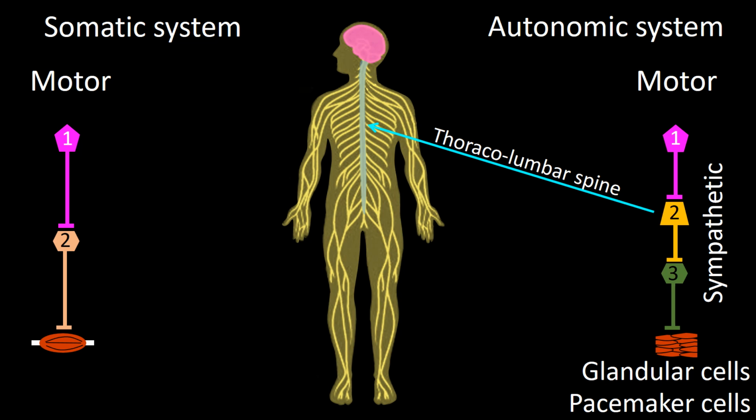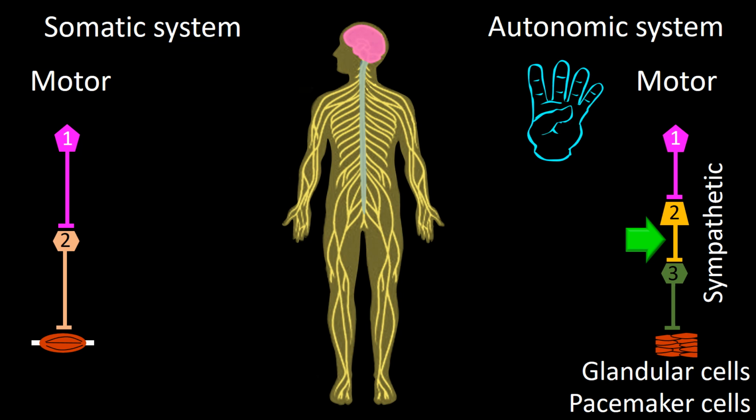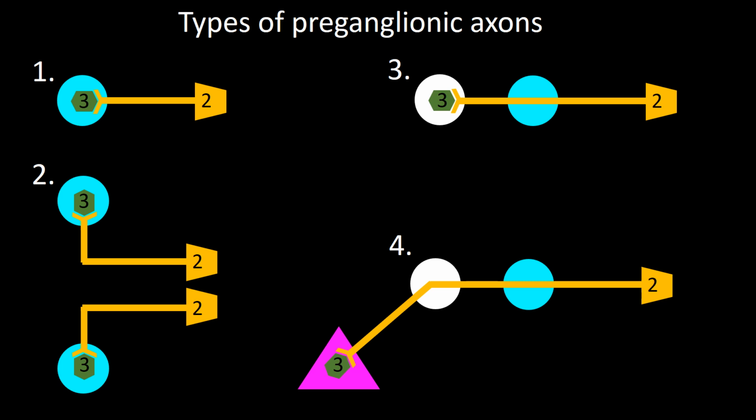The second neuron is in the lateral or intermediate horn of the thoracic and upper lumbar spinal cord. The axons of these neurons are very interesting. They are referred to as preganglionic fibers. There are 4 types of preganglionic axons based on their trajectory and destinations. You can see in this illustration the 4 types of preganglionic axons.